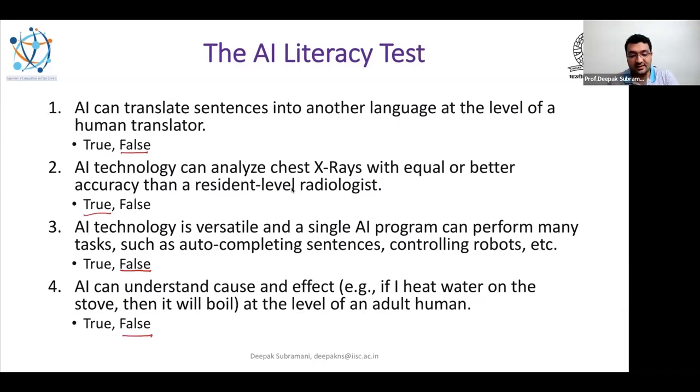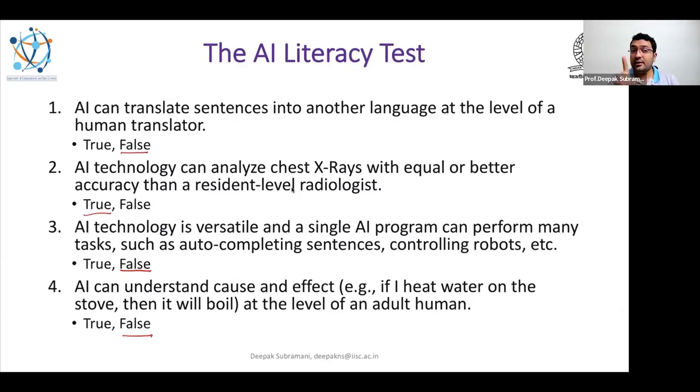So pay attention to the subtleties here. The question is, AI can translate sentences into another language at the level of a human translator. AI may be able to translate English to Kannada for a non-Kannada translator, right? So you might be a fluent Tamil speaker, and you don't know anything about Kannada translation, you are not a Kannada translator. Then AI may be able to do it, because you are not a domain expert. AI can help you do things better than what you as a novice can do. That AI can do. Chest x-rays, well, that AI can do too. Computer vision has reached such a state that today it can diagnose, so it can analyze a chest x-ray better than a human can.